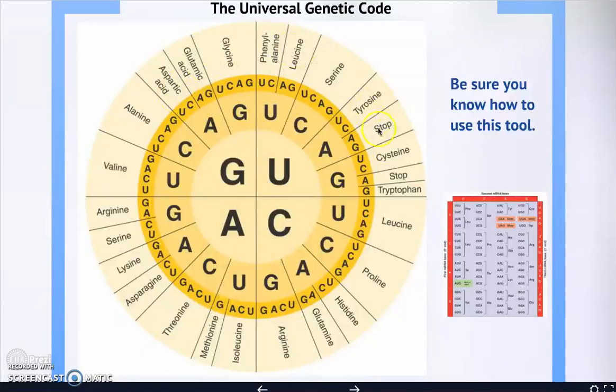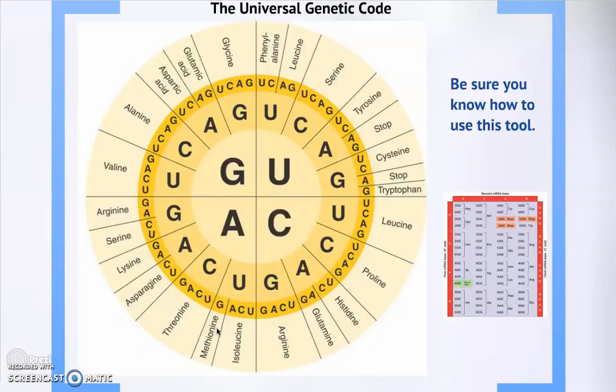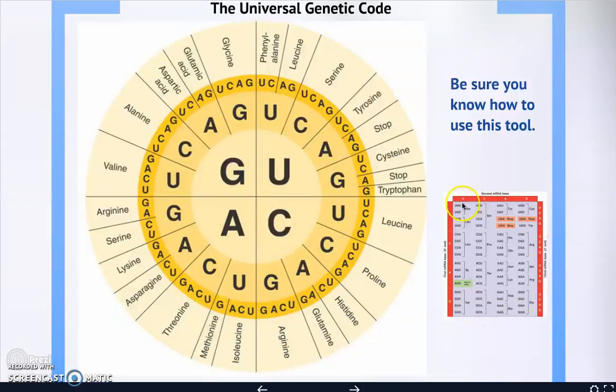You may notice around the outside here that you have things that have the word stop next to them. These signal you to stop making the protein, that the protein is complete. So you could have UAA, and that would also signal the protein to stop. One thing you need to write into your notes is not this, you will be given a copy of this, but you should write that AUG is the start codon. There are other codon charts that you may see, and they work a little bit differently.